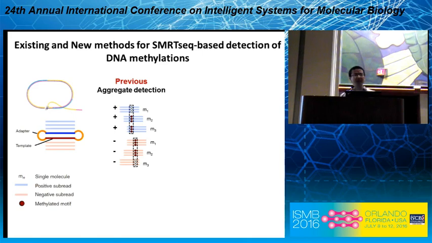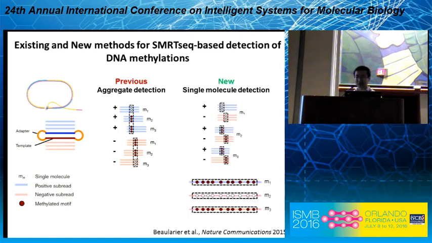Although the technique can capture the IPD information of an individual molecule, all the previous works used aggregate analysis, because it is very challenging to do single molecule analysis in real time, with a lot of different kinds of errors. That's why previous analyses used this aggregated detection. But we designed a novel method and framework with which we can not only detect methylation on a single molecule at single nucleotide resolution, but also phase them using a statistical algorithm at the single molecule resolution for better understanding.